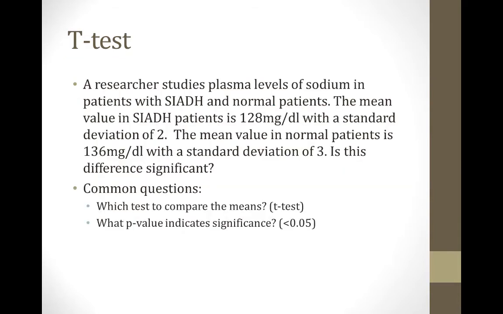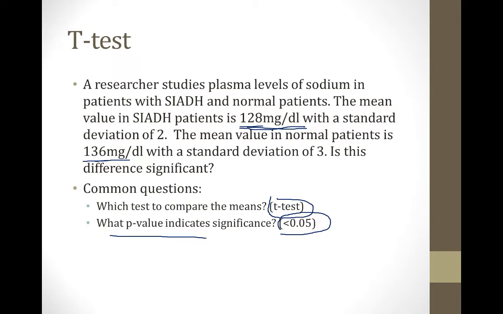So let me give you an example of how this might come up in a board question. Suppose a researcher studies plasma levels of sodium in patients with SIADH and normal patients. The mean value in SIADH patients is 128 milligrams per deciliter with a standard deviation of 2. The mean value in normal patients is 136 with a standard deviation of 3. Is this difference significant? Common questions are, what test would be used to compare the means? And the answer is a t-test. How do I know it's a t-test? Because concentration of sodium is a quantitative variable. It's a number that can go up and down, 128 or 136 in the two groups. And then what p-value would indicate a significant difference between two groups? That would be less than 0.05.